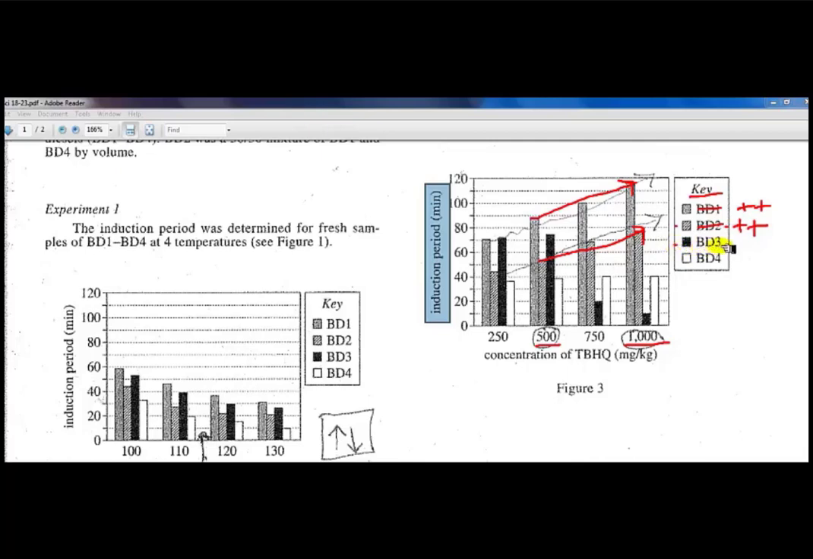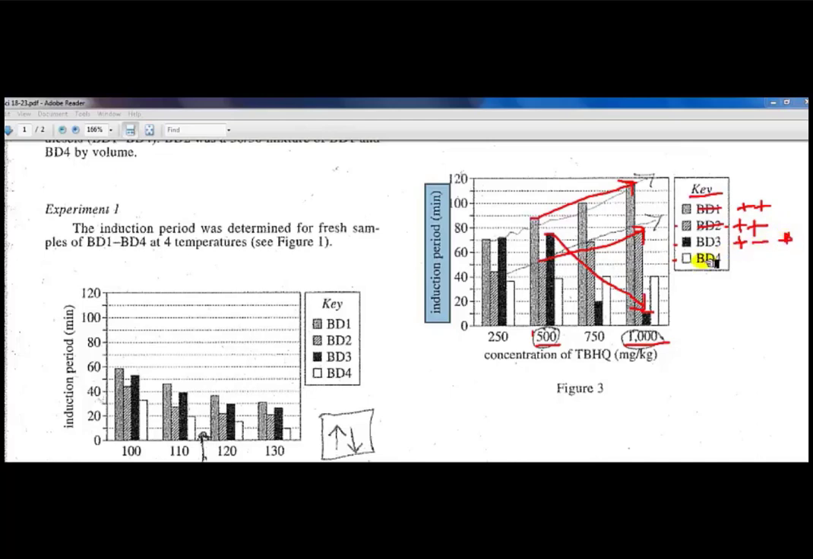It's the black bar. It is BD3. At 500 concentration, you find the black bar. You see that we are at about 75. We increase the concentration to 1,000 and see that now we're down here at 10. As we increase the concentration, the induction period goes down. That is inconsistent with what the chemist predicted. Let's move on and take a look at the last one here, just to make sure we have the right answer. But so far, I like BD3.